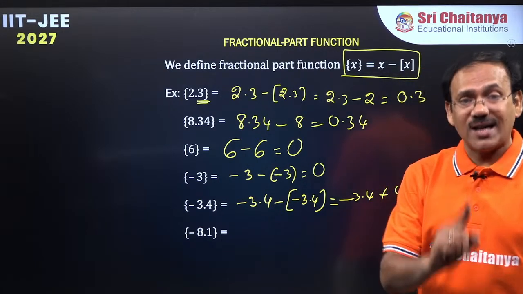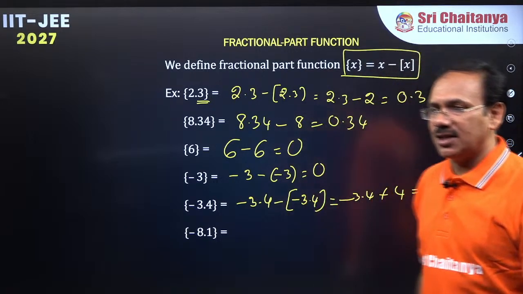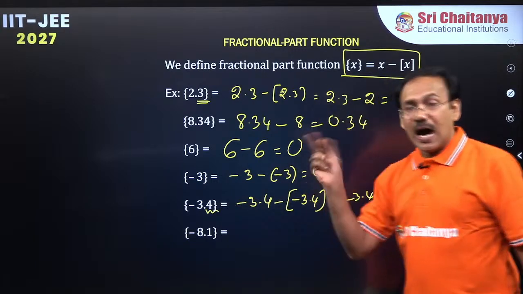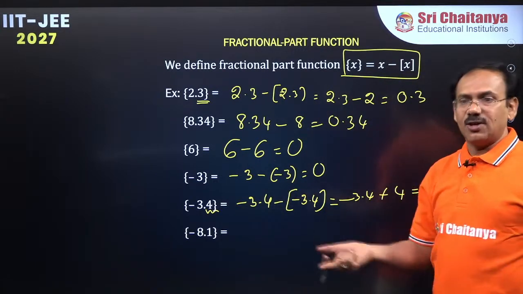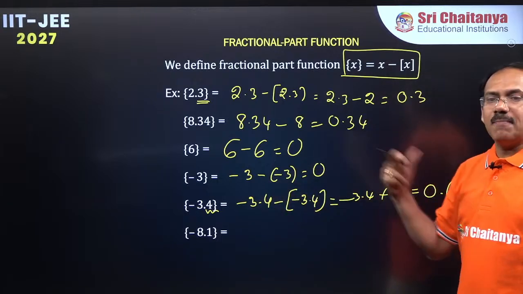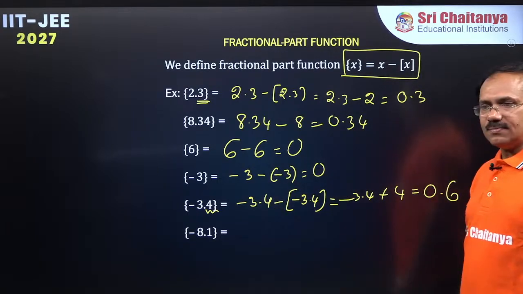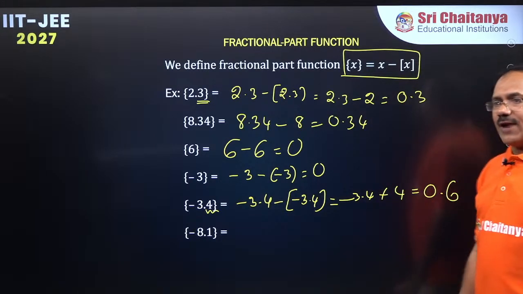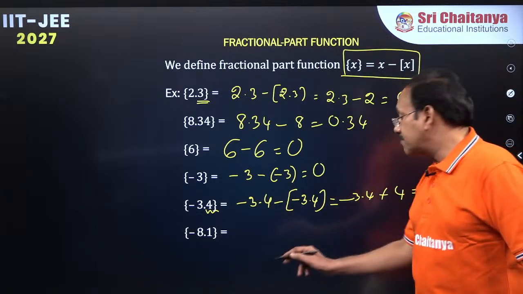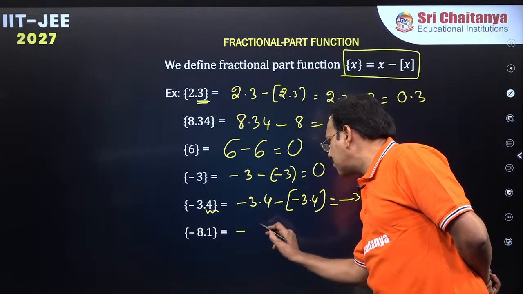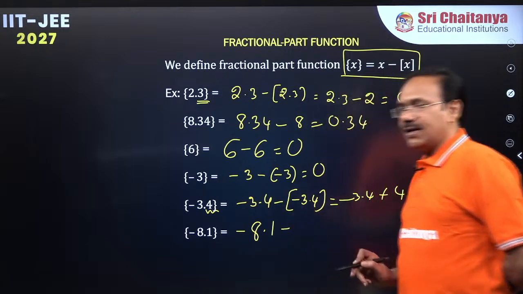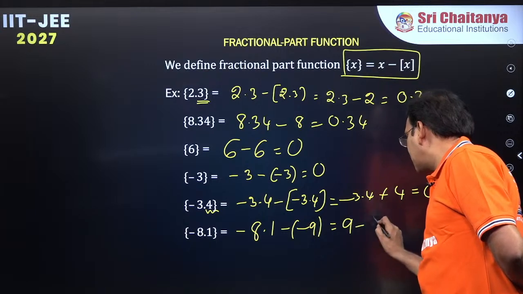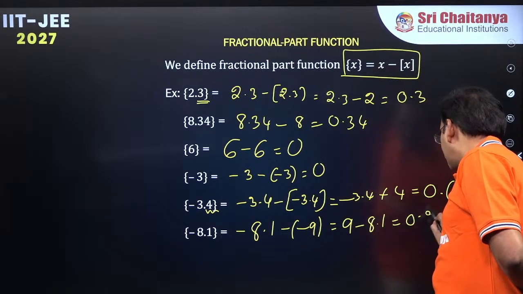Be careful with the fractional part of a negative non-integer, dear students. Generally, if it is 0.4, the answer is not 0.4, it is the one complement of that, that is 0.6. 1 minus 0.4 is 0.6. Now, can you answer fractional part of minus 8.1? Yes, it is 0.9, because x is minus 8.1 minus its step, which is minus 9. So this is 9 minus 8.1, you will get 0.9.